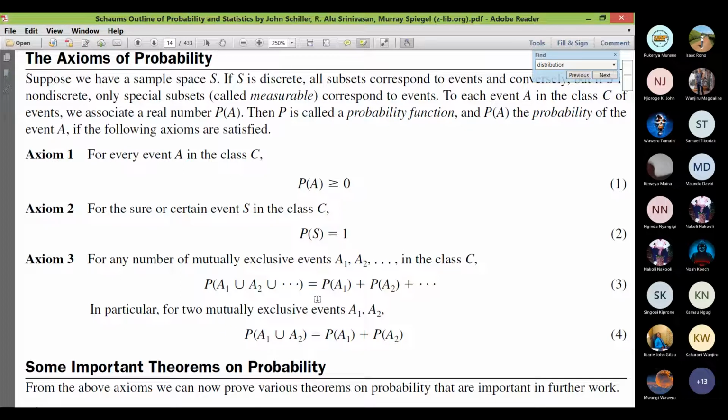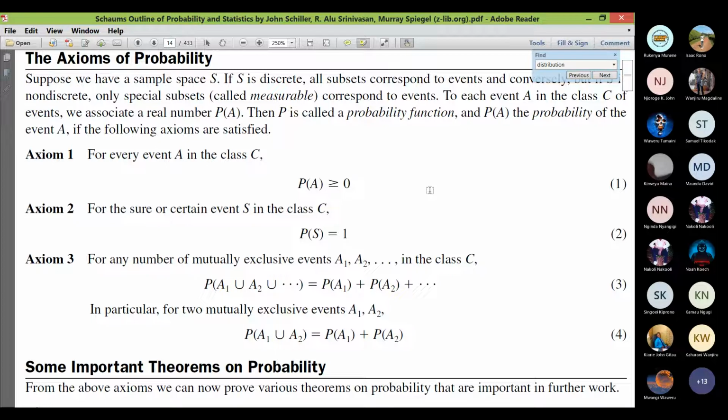Another term for axioms is just, what? Some terminologies are very complicated. Just look at it as some outcome or something that we can conclude. Or in conclusion, that if we have a sample space, okay, let's just go to axiom number 1. If you have an event A in the class C, then the probability of A.